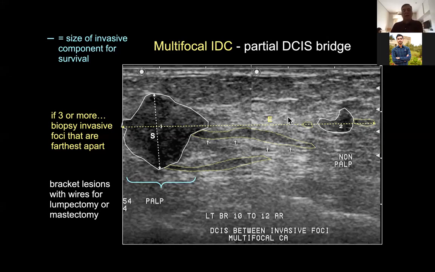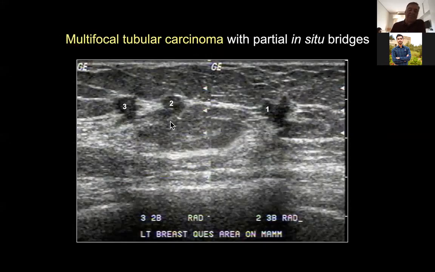Now, another case, 3 different TDLUs. I see a partial DCIS bridge on the right. I see complete DCIS bridge on the left.